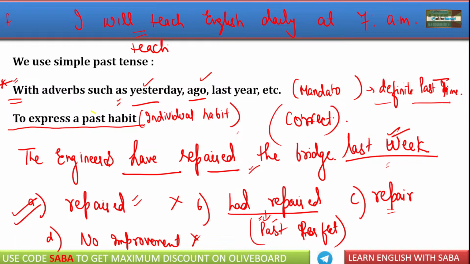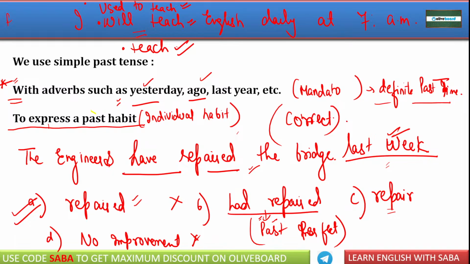I teach English daily at 7 a.m. This is also correct. And if I write it in past tense, if I say I used to teach, this is also correct. So this is past indefinite, this is future indefinite, this is present indefinite. So whenever we talk about individual habit, we write that only in indefinite tenses, but it can be any indefinite tense, future also, present also, past also.